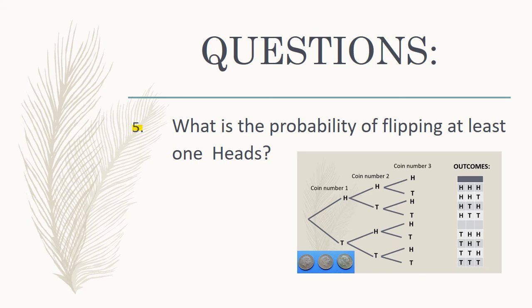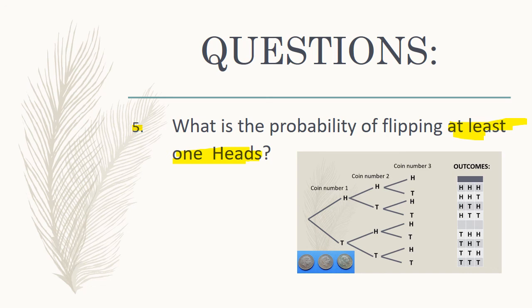Now, people, if I say to you, you must bring at least 50 Rand to school tomorrow. Okay, can you bring 100? Yes, because at least 50 includes anything that's above 50. So 50 is the minimum, but anything above that is fine. So what is the probability of flipping at least one heads? So it means, can you flip more than one heads? Yes. Okay. So at least one.